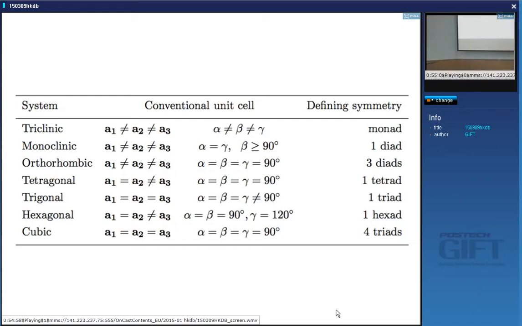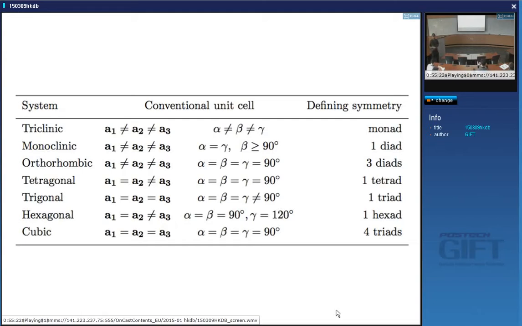If I can only find 1 triad, that cannot be cubic. Okay? That is in fact a trigonal crystal system. In order to have a hexagonal unit cell, I must have 1 hexad, with a rotation of 60 degrees, reproducing everything. Yeah?